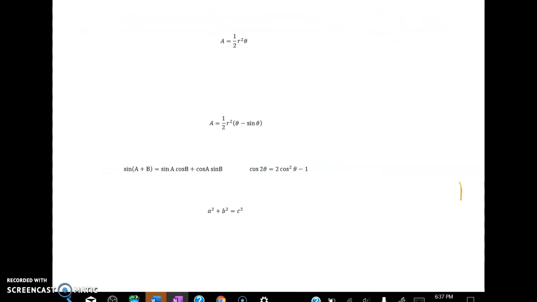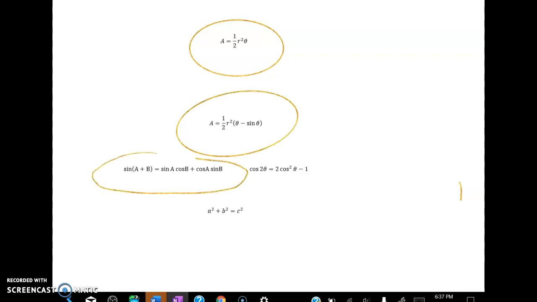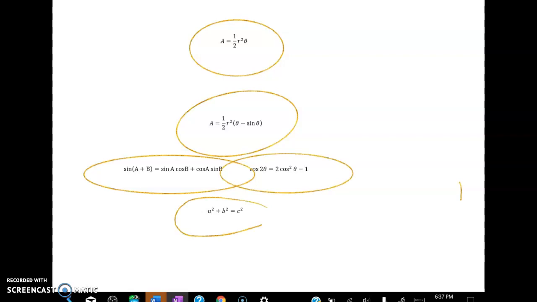And here they are. So this is all of the stuff that I used when I did this question. This is the area of a sector. This is the area of a segment. This is one of our compound angle formulae. And this is a double angle. And this, of course, is Pythagoras. So all of those things are going to help us.